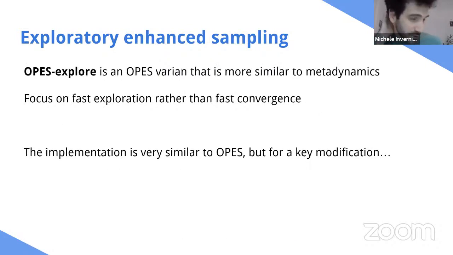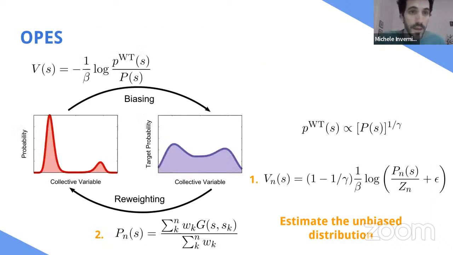So what we did was to develop a variant of OPES called OPES-explore that is more similar to metadynamics. So it focuses more on fast exploration rather than on fast convergence. The nice thing about it is that the implementation of this OPES-explore is basically identical to OPES, except for one key modification. So this was the scheme for OPES.